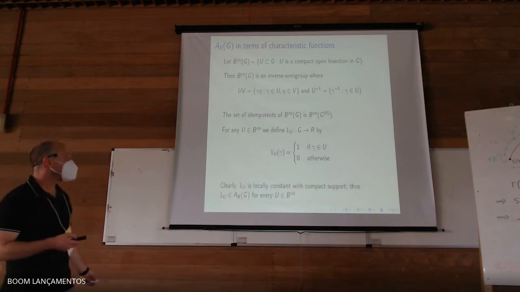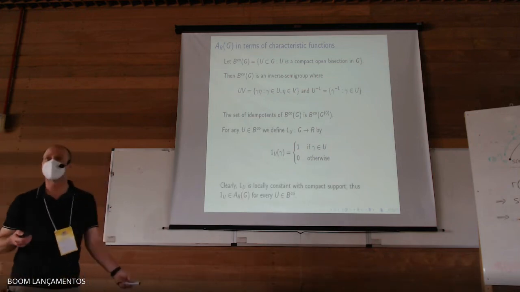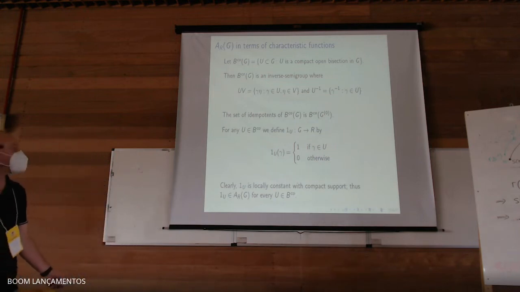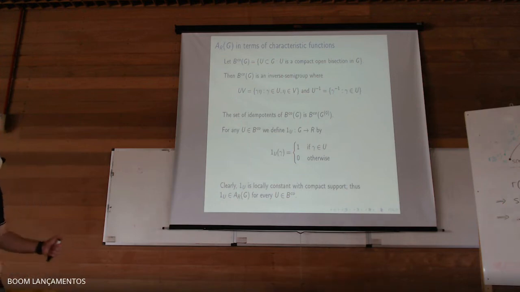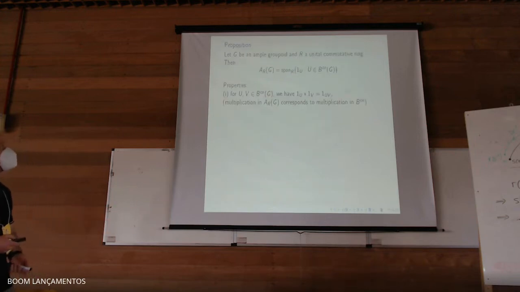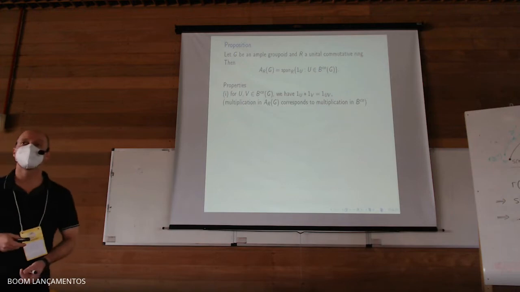So then clearly 1_U is locally constant. It has compact support. It lives on U, which by definition is a compact open bisection, which means that all of these 1_U's, all characteristic functions for U contained in that set, is also a function in the Steinberg algebra. We can say even more. It turns out that these functions generate the whole Steinberg algebra. So this is especially handy to work with, right?